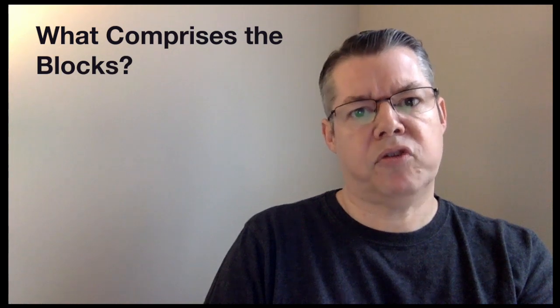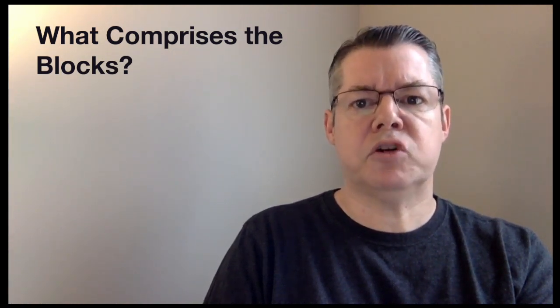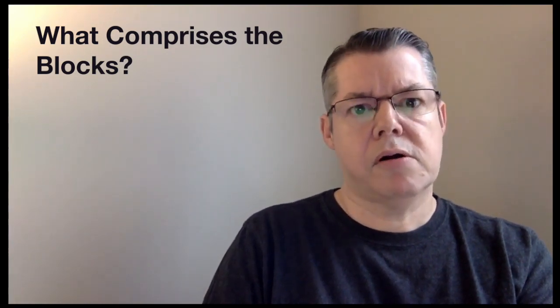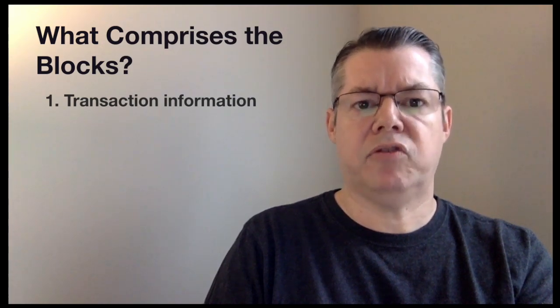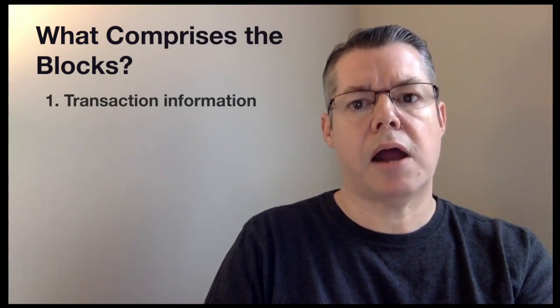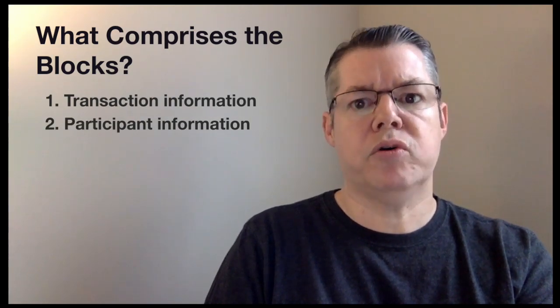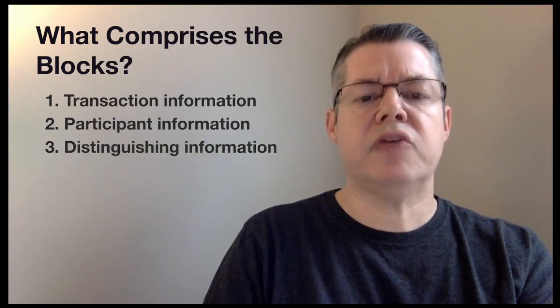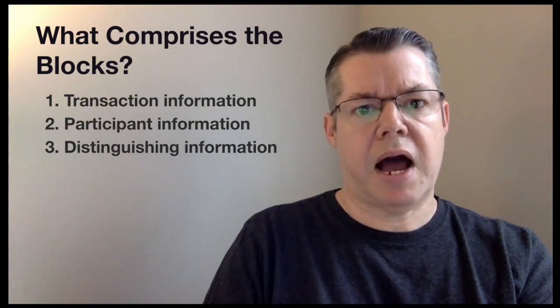What comprises the blocks? Blocks on the blockchain are made up of digital pieces of information. Specifically, there are three parts. First, blocks store information about transactions, for example, the date, time, and dollar amount of an online purchase. Second, blocks store information about who is participating in each transaction. And third, each block stores information that distinguishes it from the other blocks.